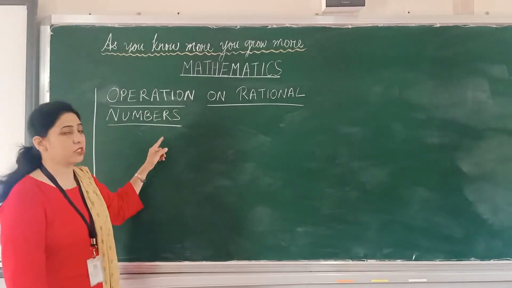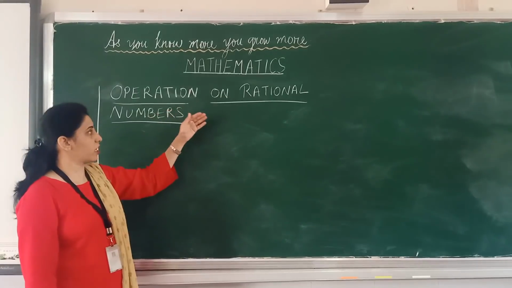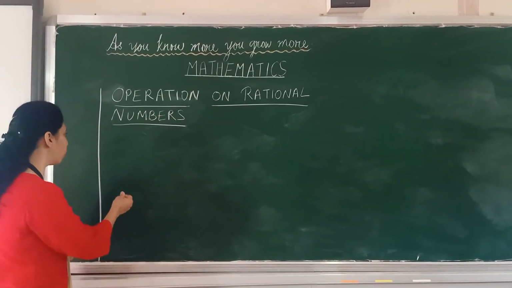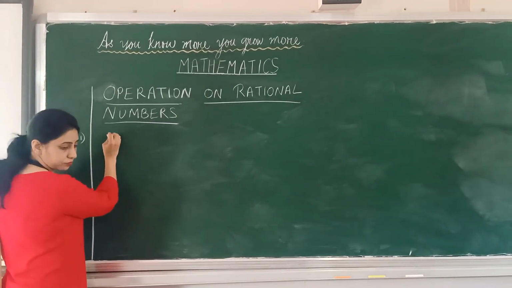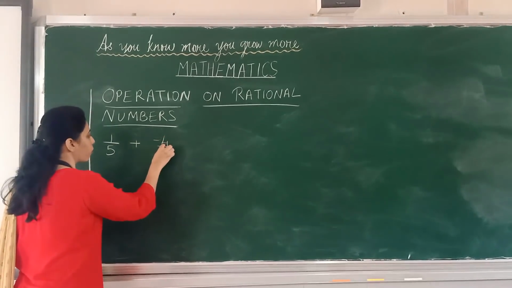Operation on rational numbers. This also we have already learned in 7th standard. The operations on rational numbers are addition, subtraction, multiplication and division. So we'll just take one example. For the first one, 1 upon 5 plus minus 4 upon 7.